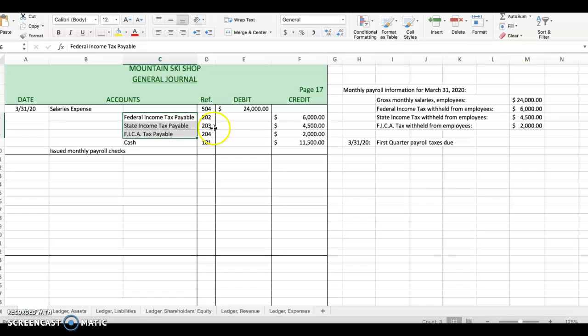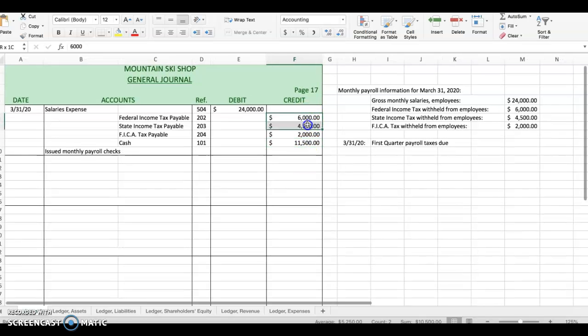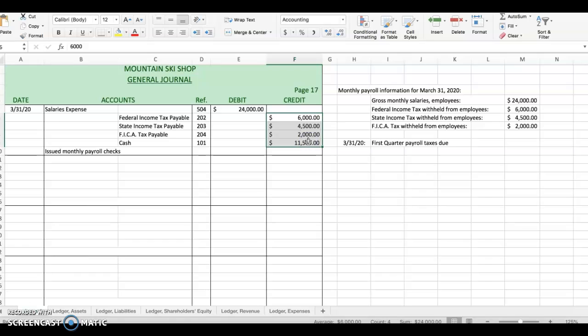So those liabilities increase, and each one is credited, as you see there, and you should know by now that when you add up these three liabilities and subtract from the debit, the $24,000, you'll get $11,500. That's how you compute the net pay. That's what they actually get. So, as always, all the credits need to add up to the same as the debit. If you add up those four on the credit side, they will add up to $24,000. So debits equal credits.